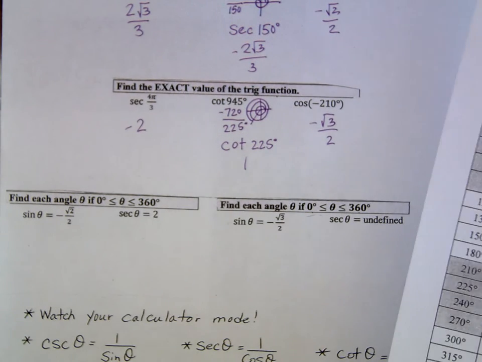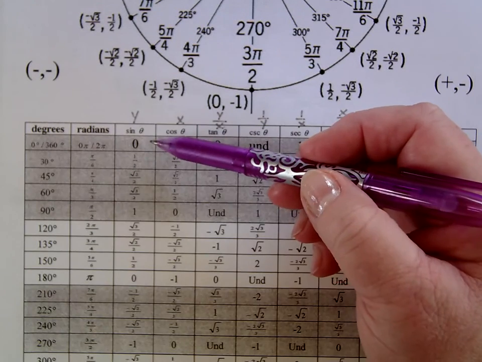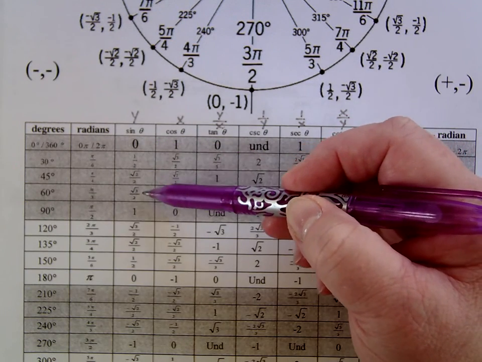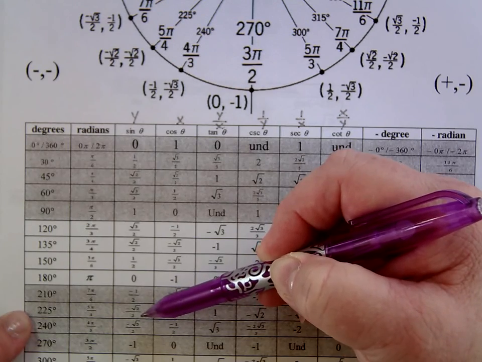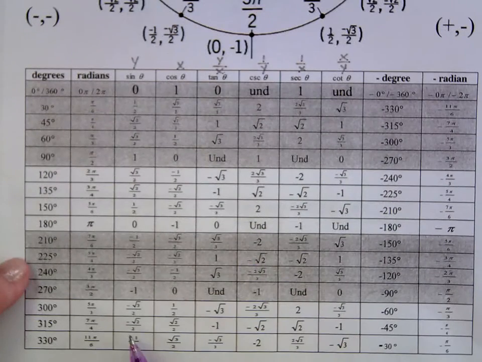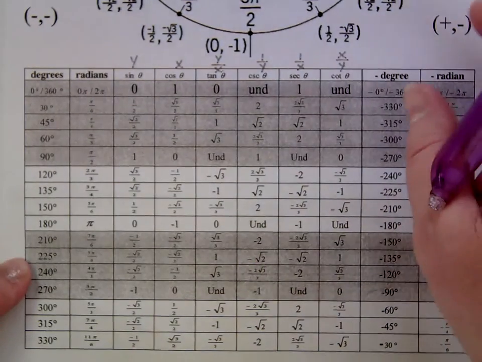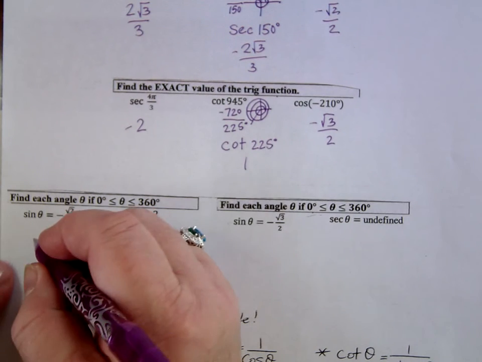So I want the sine where the sine is negative square root of 2 over 2. Go to the sine column. Take all the places where you get a negative square root of 2 over 2. That would be 225 degrees. And if I keep going, 315 degrees. So those are my two answers for this one.